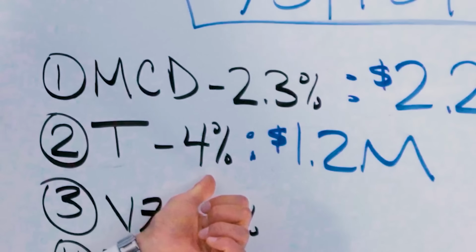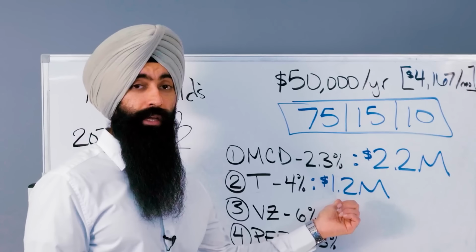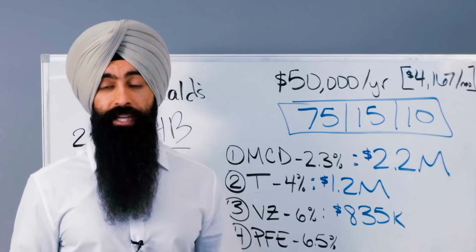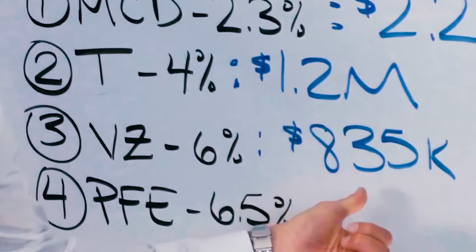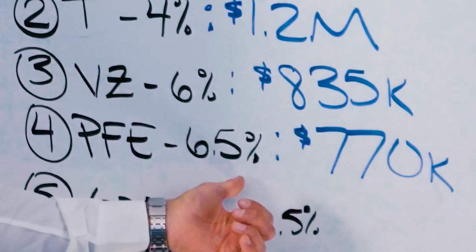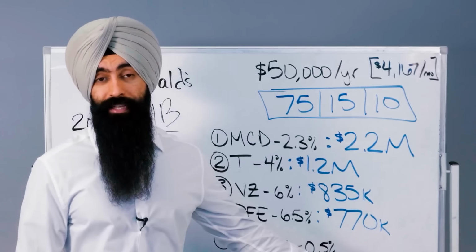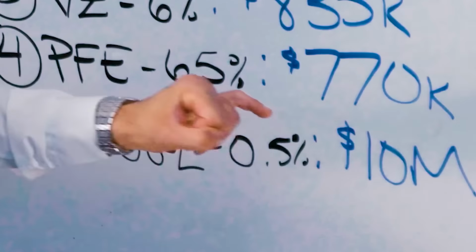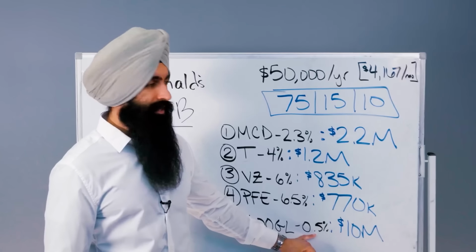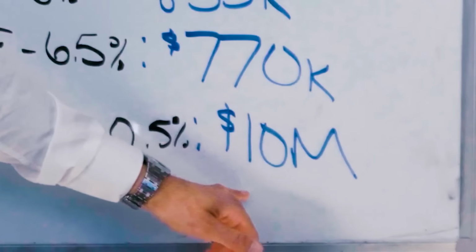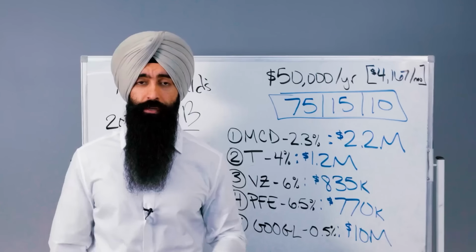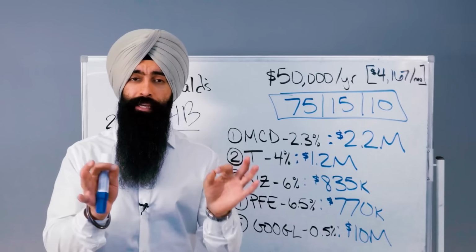AT&T is paying out a bigger dividend, so you'd have to invest $1.2 million. Verizon is paying out an even bigger dividend yield, so you'd have to invest $835,000. Pfizer is paying out an even bigger dividend yield, so you'd have to invest $770,000, and Google is paying out a much smaller dividend, 0.5%, so you'd have to invest $10 million to be able to see that $50,000 a year.